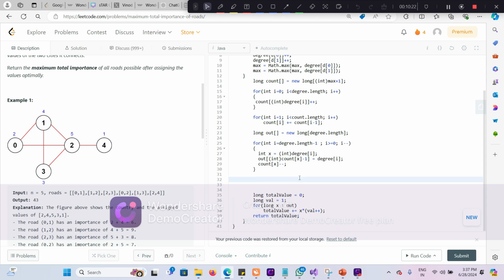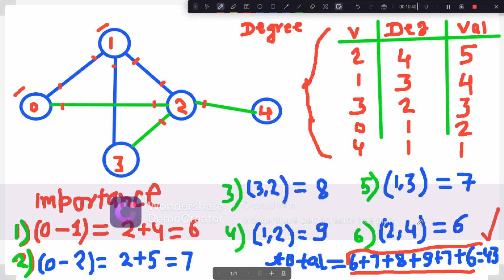One more thing I want to tell you: you might have a question, that 2 and 3 both have degree 2, so which one should come first? If we see the final result, basically we are making the sum of all the values. So it doesn't matter if somebody has the same count, at the end the sum of them is what is included, so the final answer would be unchanged. So you can pick anyone.